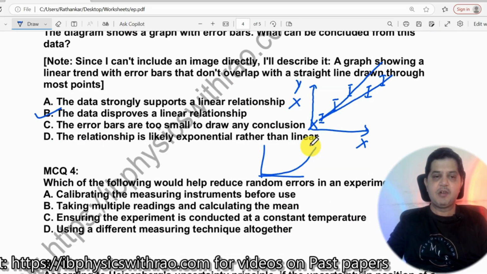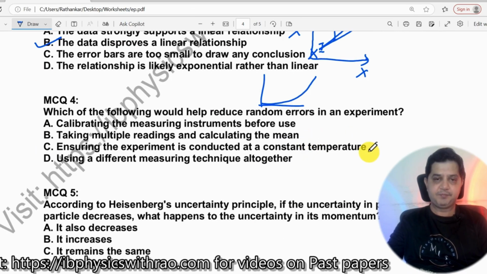Now let me move on to the next one. Fourth question. Which of the following would help reduce random errors in an experiment? How do you reduce the random errors? Calibrating the measuring instruments before use. This will not reduce the random error. Systematic error can be reduced using this method. So this is an incorrect answer.